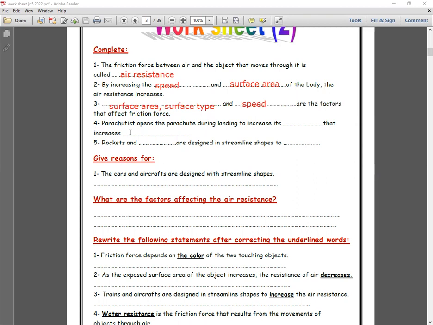Number 4, parachutes. Parachutists open the parachute during landing to increase its what? To increase its surface area at first. So it will increase air resistance.